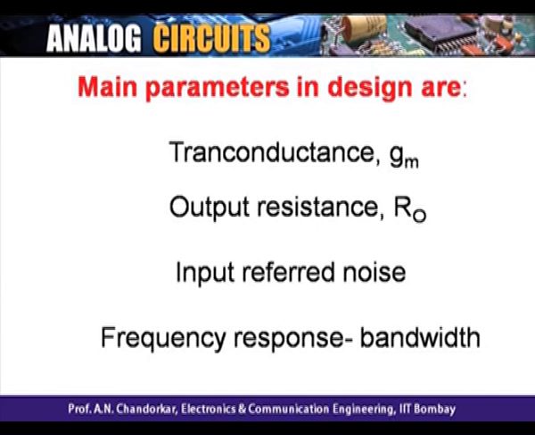We also want to control output resistance. Some systems need very low output resistance. Some systems need very large output resistance. Can we vary the output resistance of a system? The third parameter of interest to me is noise, which is called input referred noise. Now this is a very interesting word. Why is it not called output referred noise? There must be something in it. So we'll worry about input referred noise.